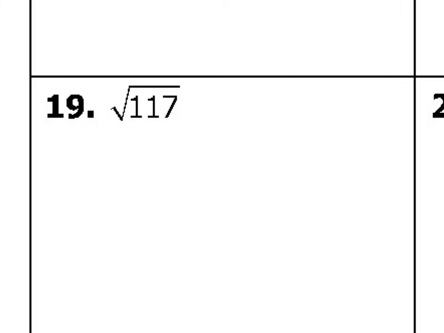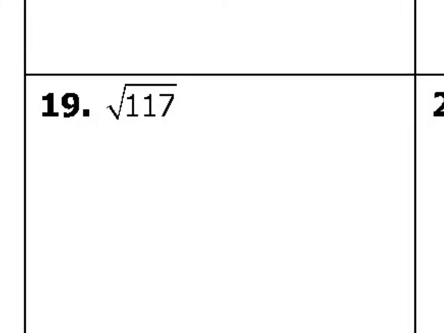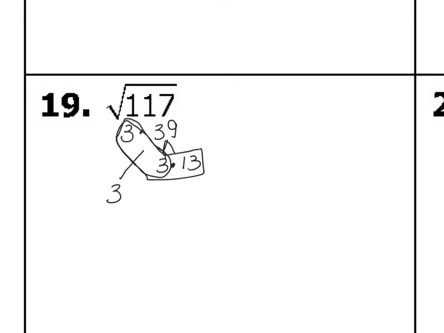117. So let's try 7, won't go. Let's try 3. 3 will go into 117 39 times. And then 3 will go into 39 13 times. So here's our prime factorization. I have a pair of 3s that get married, come out as 1, and then 13 stayed home.